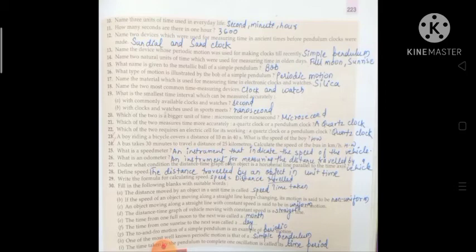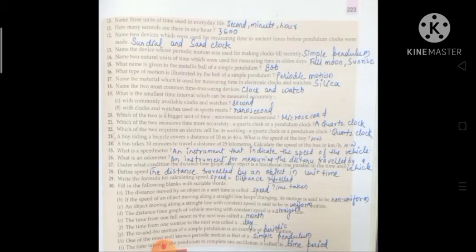Then 28. Define speed. The distance travelled by an object in unit time. Then 29. Write the formula for calculating speed. So children, the formula is speed is equal to distance travelled by time taken. Now question number 30.